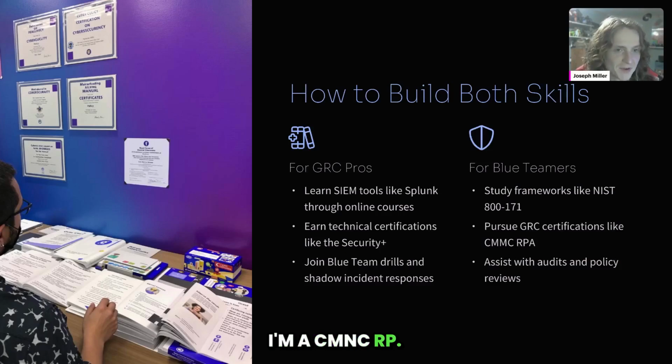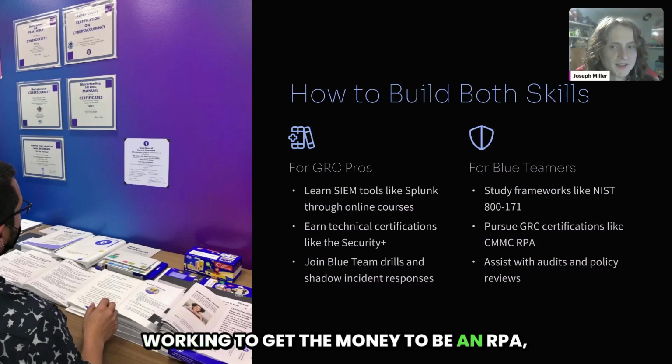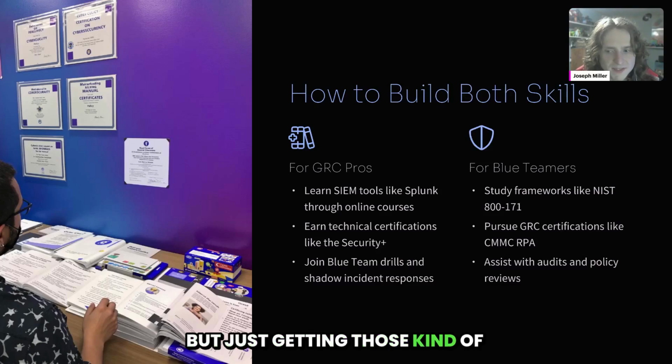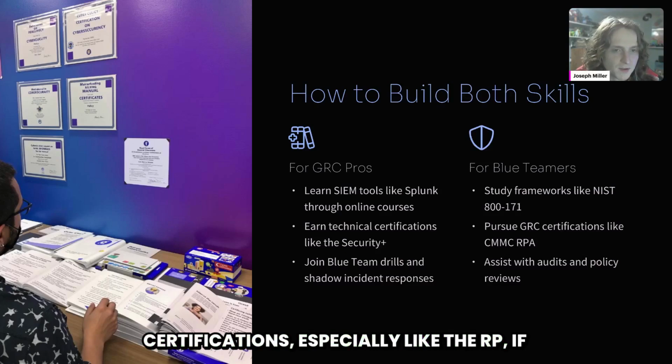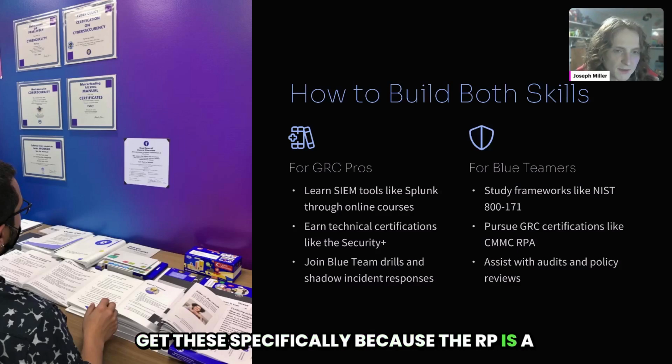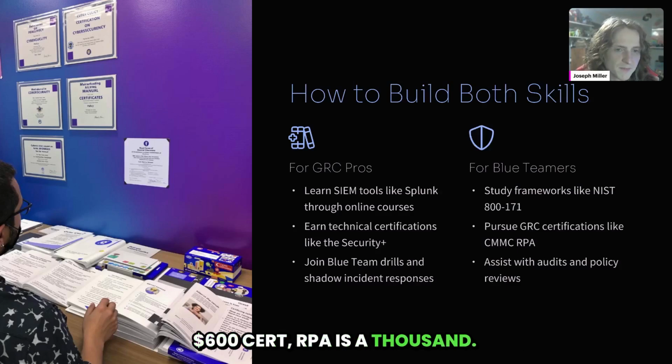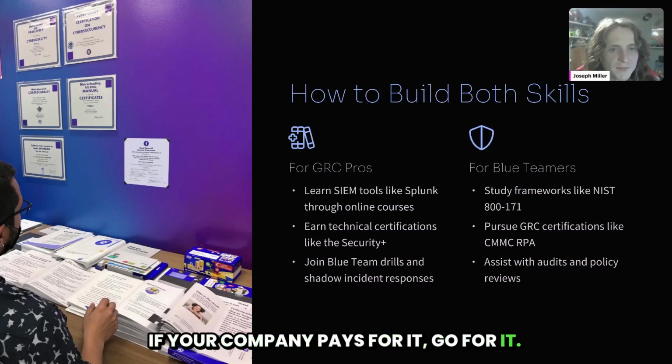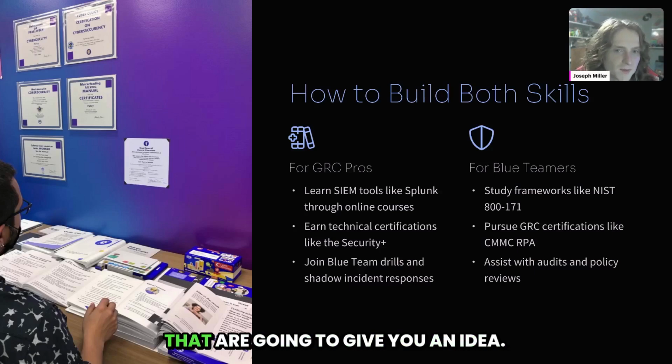I'm a CMMC RP. I'm working to get the money to be an RPA. I hope, working with my company to get that covered. But just getting those kinds of certifications, especially like the RP, if your company will pay for it. I don't mean get these specifically, because the RP is a $600 cert and RPA is $1,000. It's not worth that. That's just an example. If your company pays for it, go for it. Getting certifications like that is going to give you an idea.